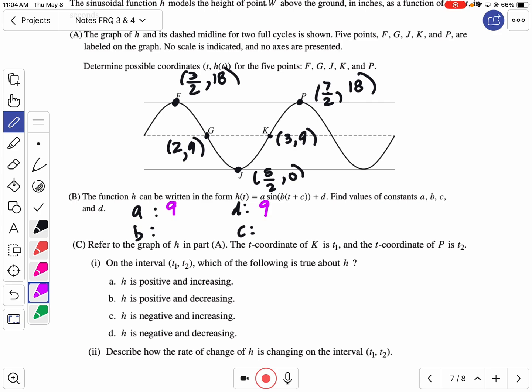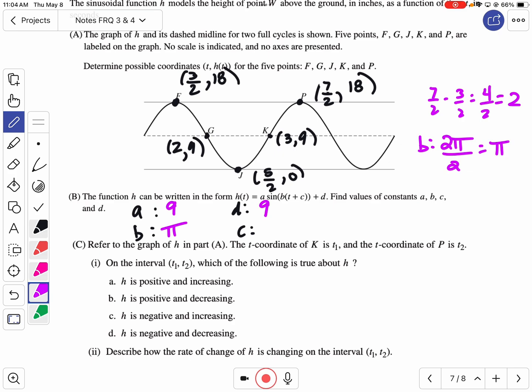Now, let's think for a second about B and C. B I can get, okay? How far is it from 3/2 to 7/2, from where I start to where I finished? It's 4/2, which is just 2, okay? So to get B, we're going to take 2 pi and divide it by that distance. So what's my B? Pi.